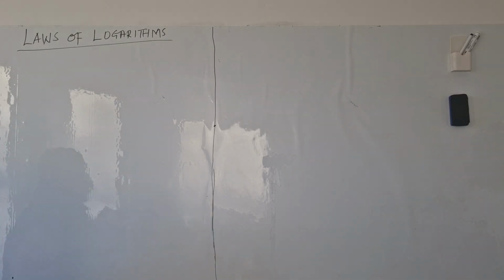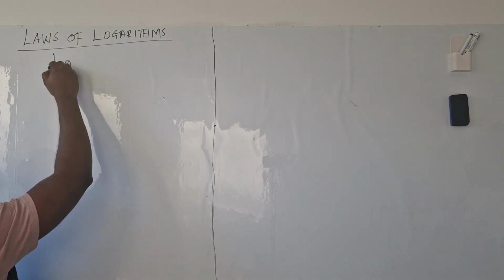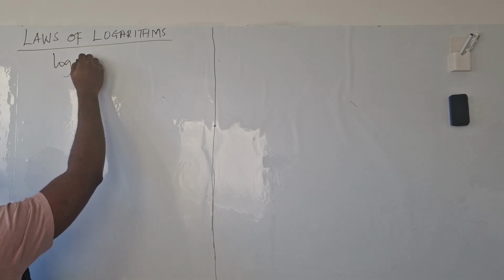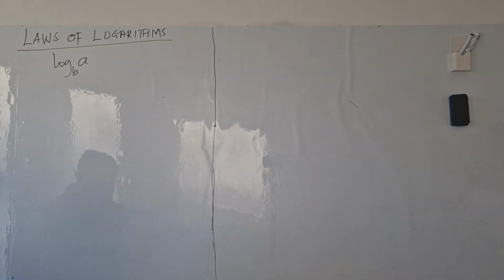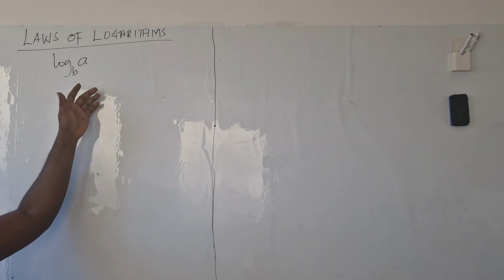Today, we are looking at laws of logarithms. But before we start with the laws, let's have a flashback on the definition of log, or how we write log terms. So let's say we have log to the base b, a. Log terms are always written in this form.